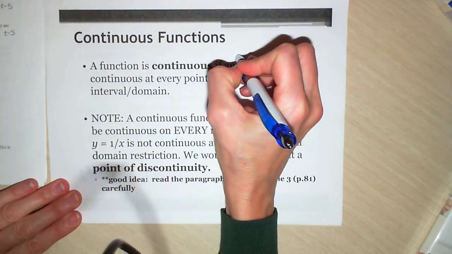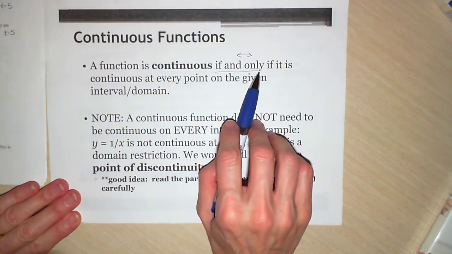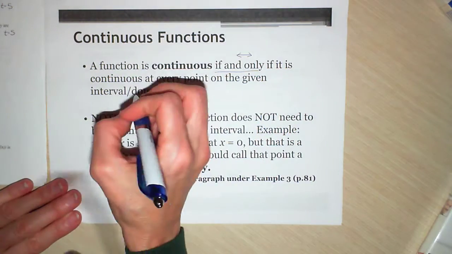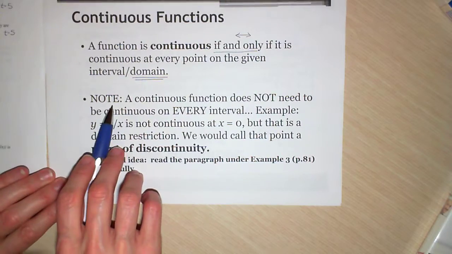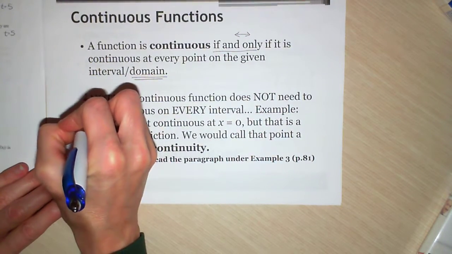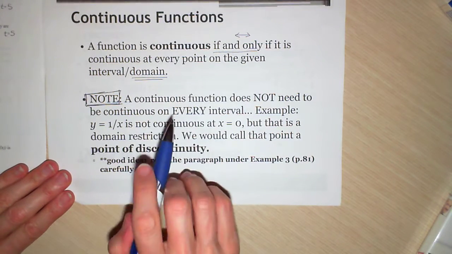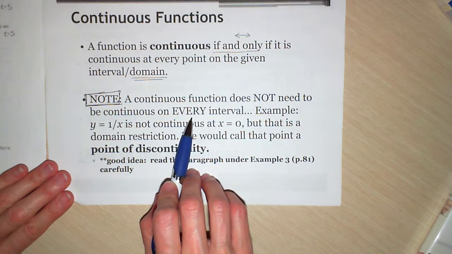If and only if, remember that means it needs to be true in both directions. So a function is continuous if and only if it is continuous at every point on a given interval or domain. So this is important. And this is also in your notes. So in your notes I might highlight or underline this note word here. So it says a continuous function does not need to be continuous on every interval.